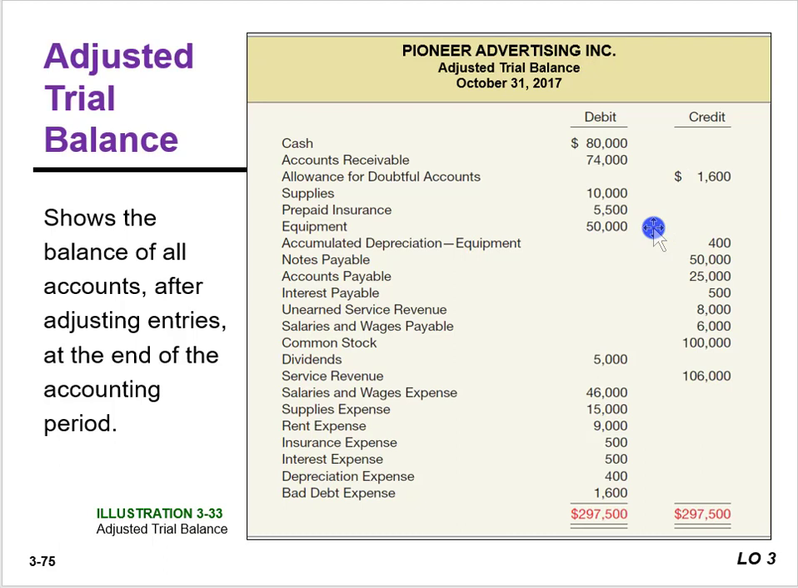And so now your adjusted trial balance. And so it shows the balance of all accounts after adjusting entries at the end of the accounting period. So now we're going all the way through the cycle up to the adjusted trial balance. And so in the adjusted trial balance, you have those adjustments that we made, that we just went through for the accruals.